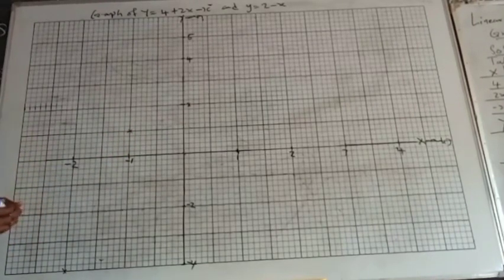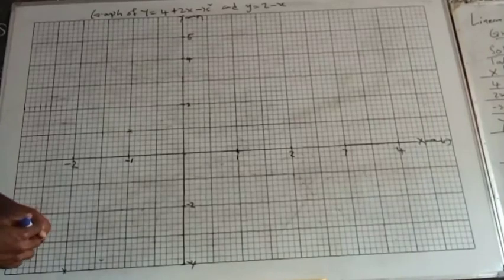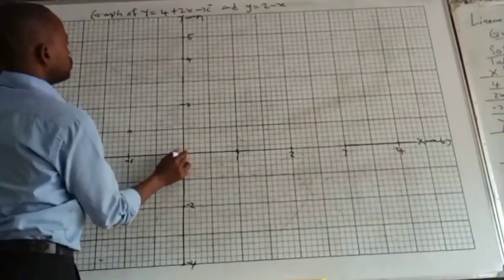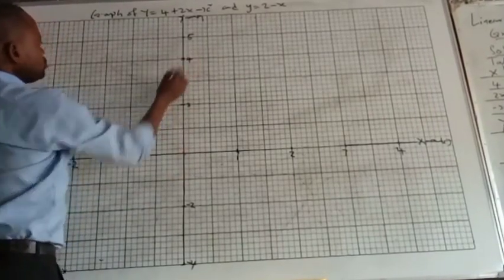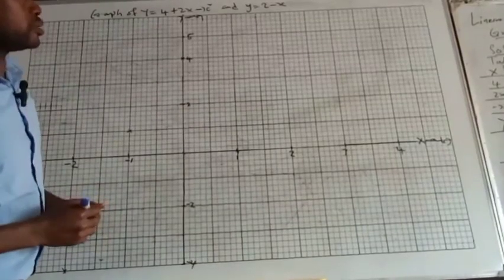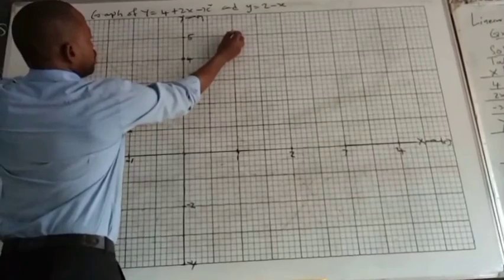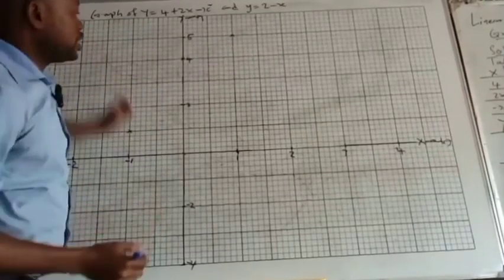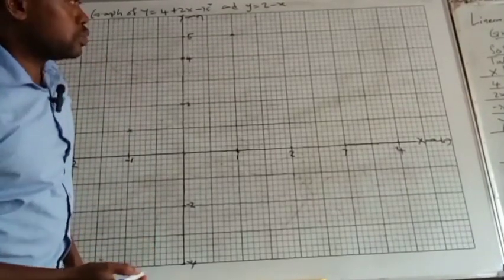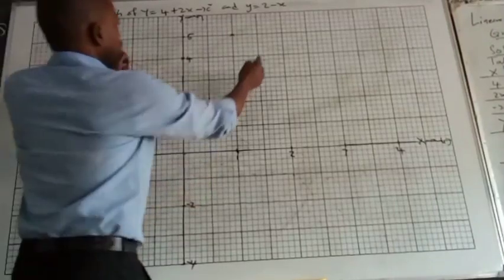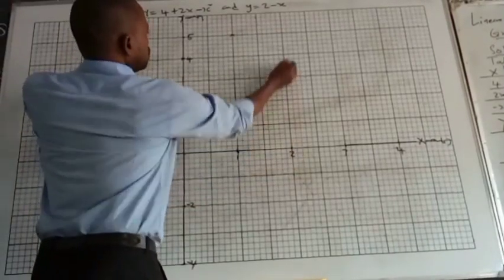Then when x is 0, what is y? 4. Y is 4 here. When x is 1, what is y? Yeah, I think you can see it here. 5. Then when x is 2, what is y? 4 again, going back to 4.